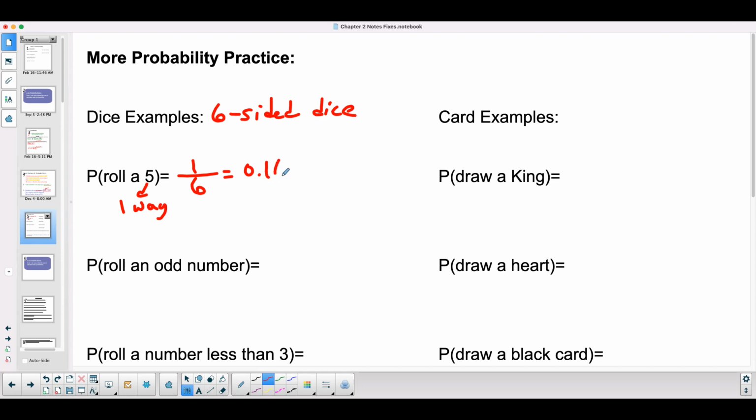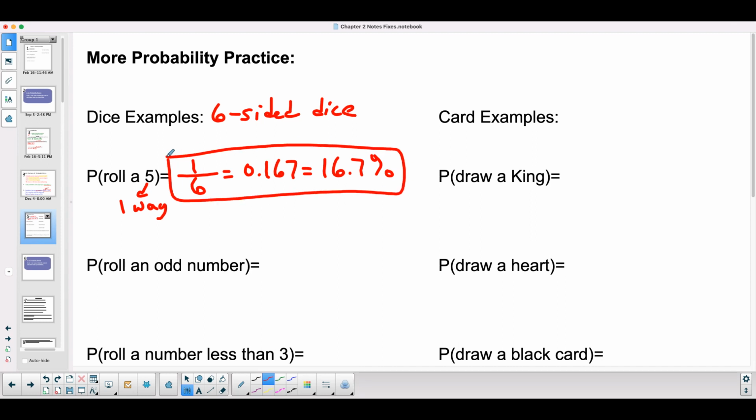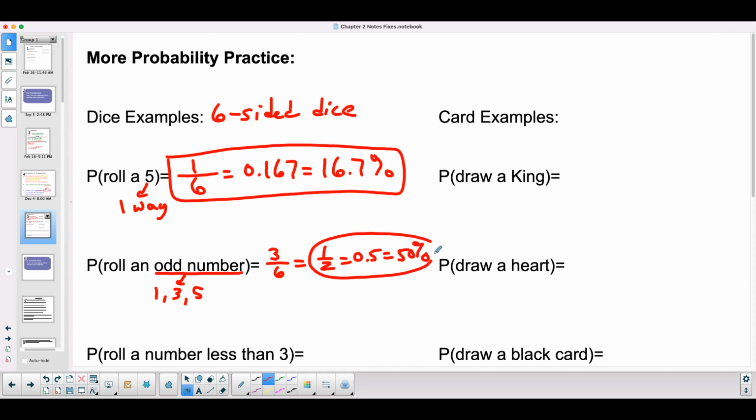You could do like 0.167. You could do 16.7%. If you do a decimal, do 3 digits. If you do a percent, do the nearest tenth of a percent. Roll an odd number. That would either be the 1 or the 3 or the 5 on the dice. So there's 3 ways to do that out of 6. Which is 1/2, which is the same as 0.5, which is the same as 50%.